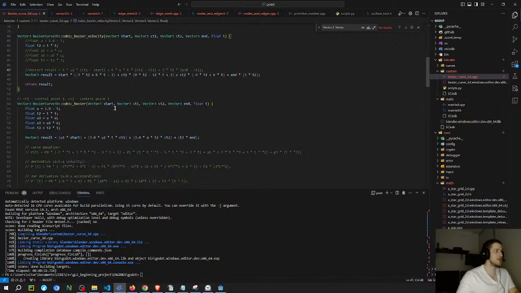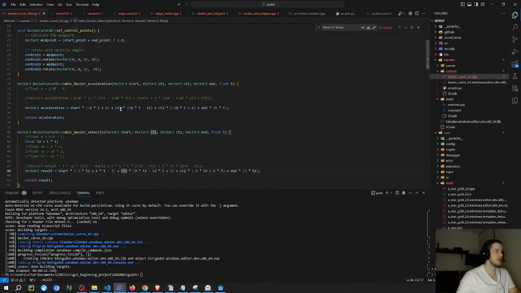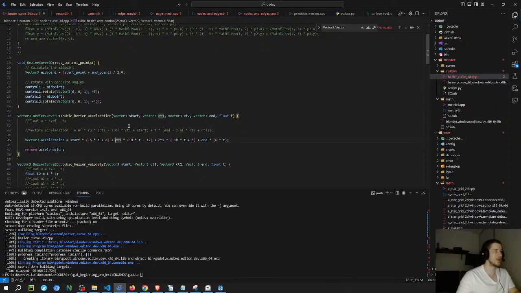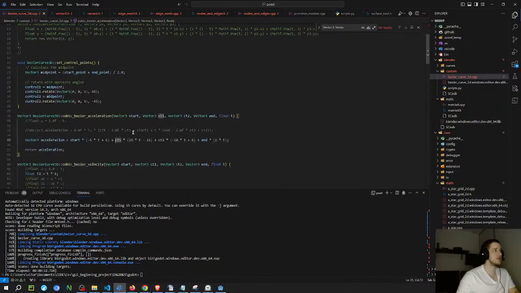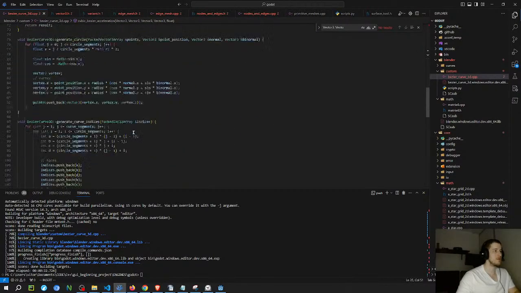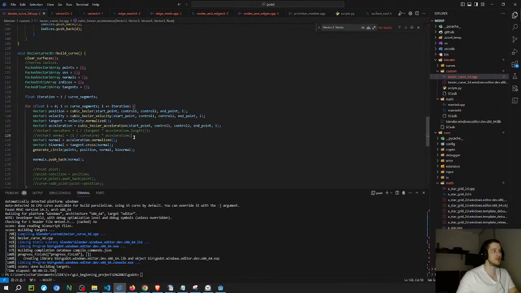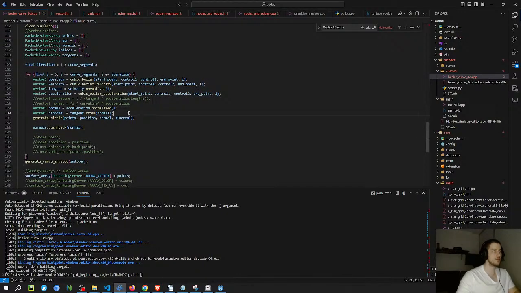So this is the first derivative of this equation here. And this is the second derivative. So the first one gives velocity, the second one gives acceleration. And in my mind, the vector that is the tangent is just the velocity normalized. Because just like the unit vector, let's say, of the velocity, just going to be pointing towards whatever the curve is at that moment.